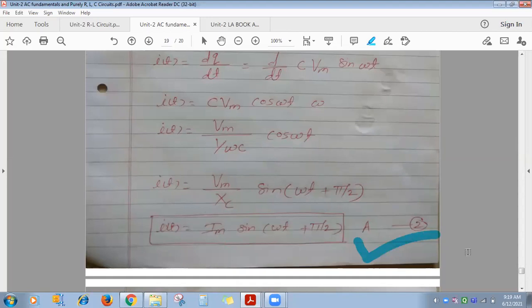And the voltage equation is v of t is Vm sine of omega t. So compare both the equations. Does current lead here or lag here?